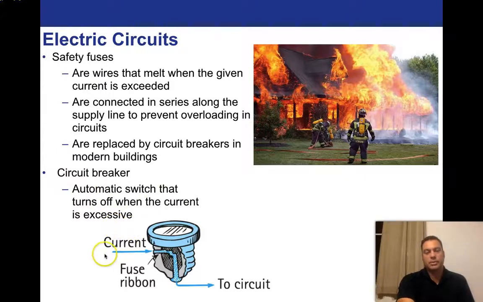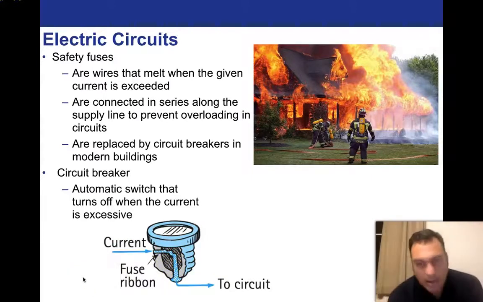So in this case here, we have a safety fuse. Here we have a current coming through. There's a fuse ribbon that goes through to the circuit, and if you exceed it, you basically blow out the ribbon, and that shuts everything off. So that's your safety aspect. Anyway, so you got the idea.